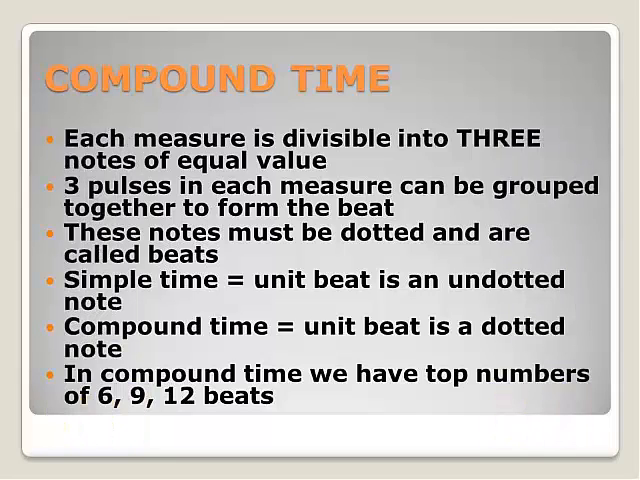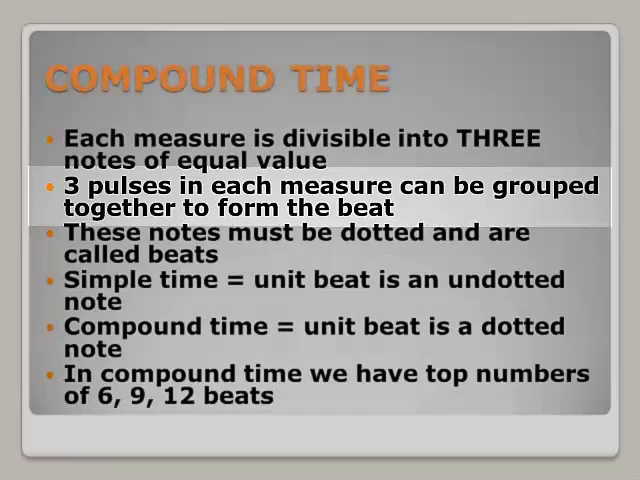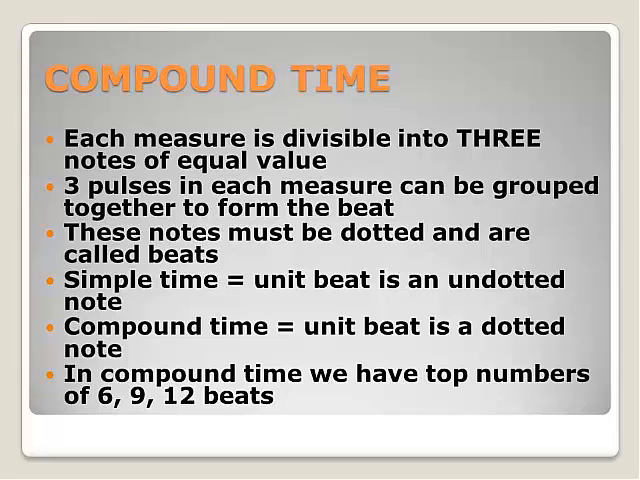Compound time is quite different. The top number of the time signature tells us how many pulses are in each measure. The bottom number tells us what type of note gets one pulse. The pulses are then grouped together to form a dotted note. This dotted note becomes the unit beat. Another way of looking at it is the 3 pulses can be grouped together into a dotted note. That dotted note gives us the unit beat.